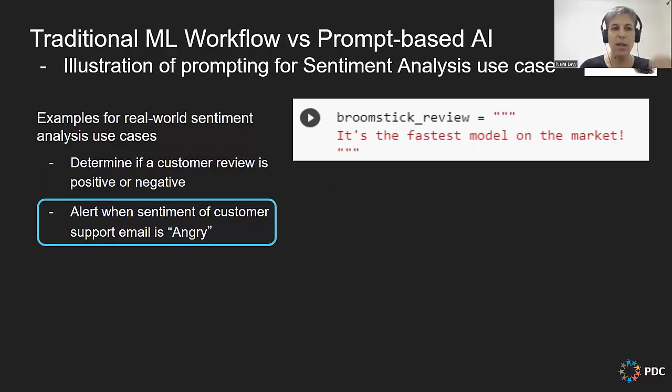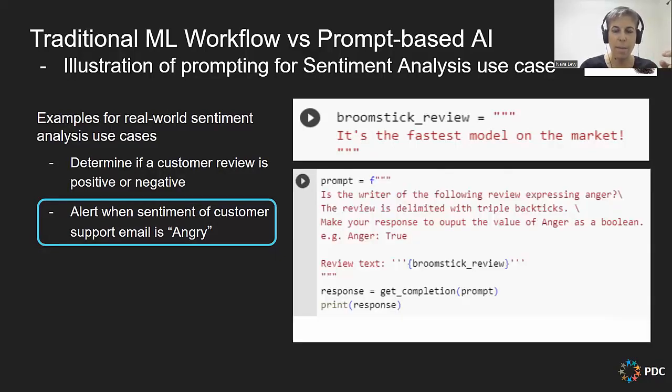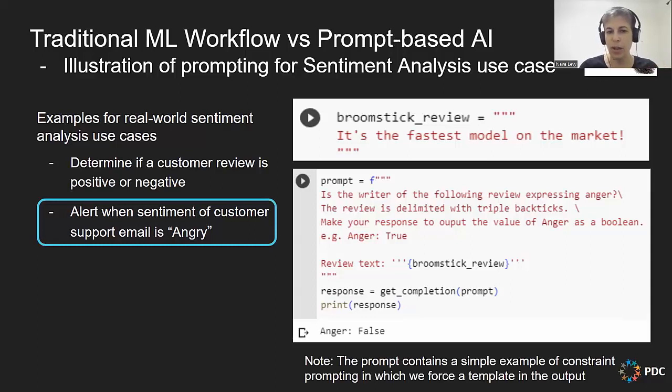Alert, that's another use case. Alert when sentiment of customer support email is angry. So let's say the support email is still our broomstick review, okay? And so this time, make your response output the value of anger as Boolean, e.g. anger equals true. And again, anger equals false because there is no anger.